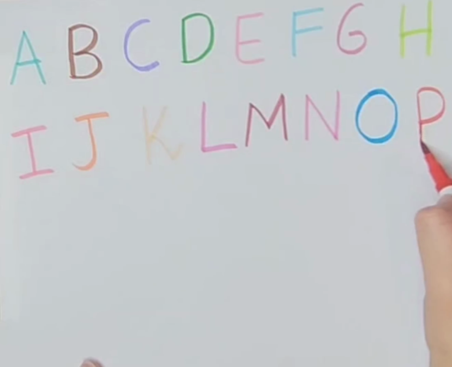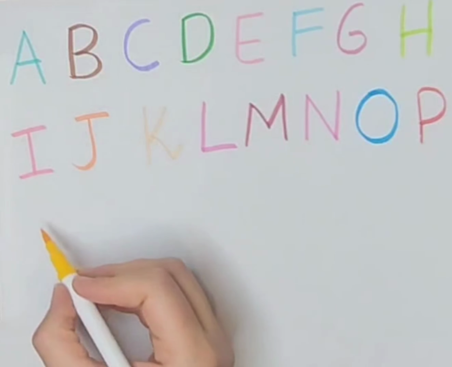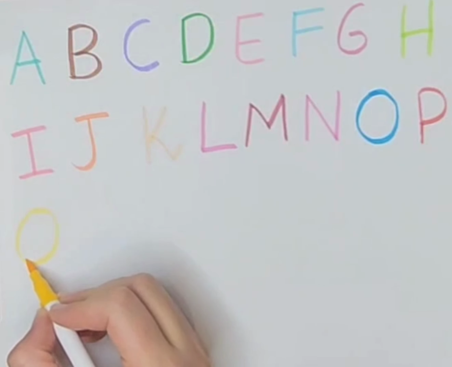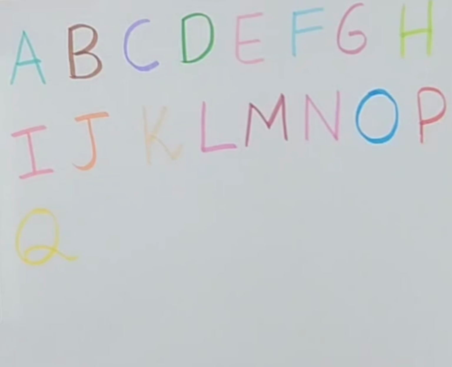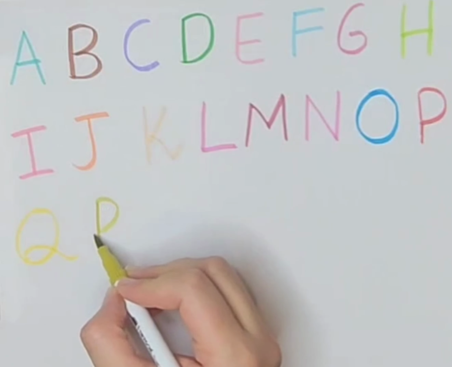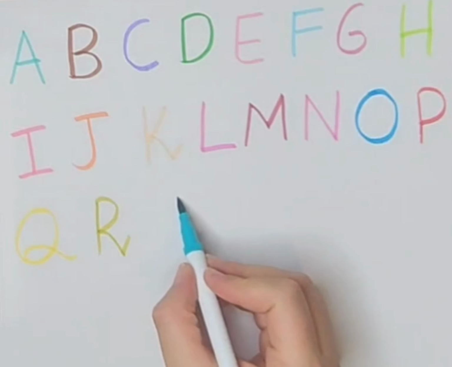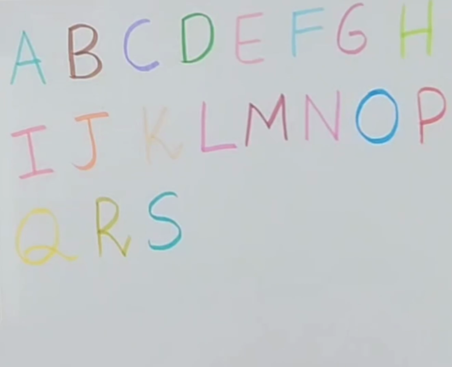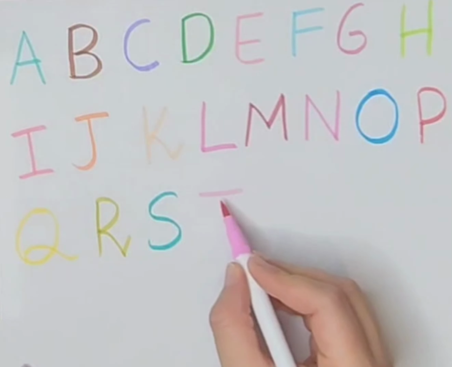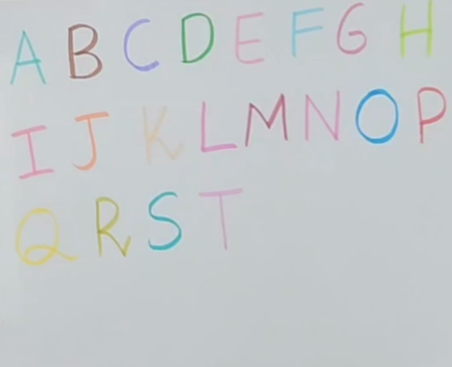P is for parrot. Q is for quill. R is for rain. S is for sun. T is for train.